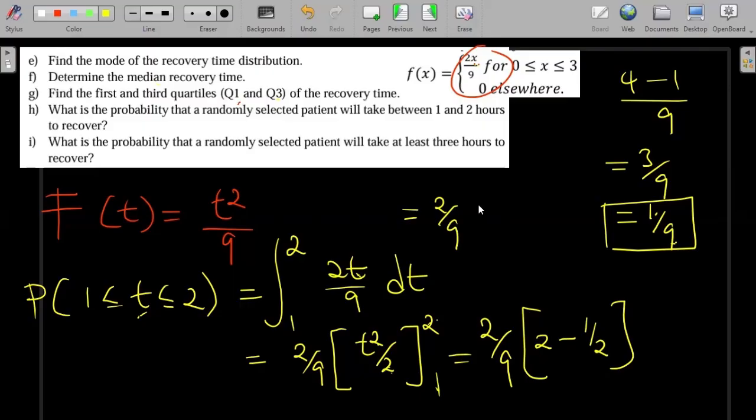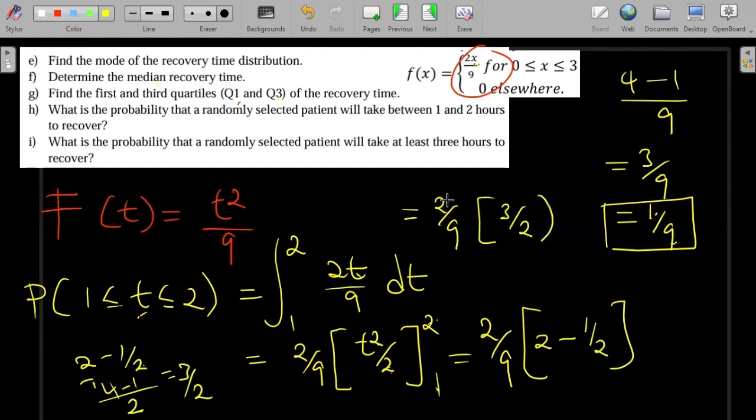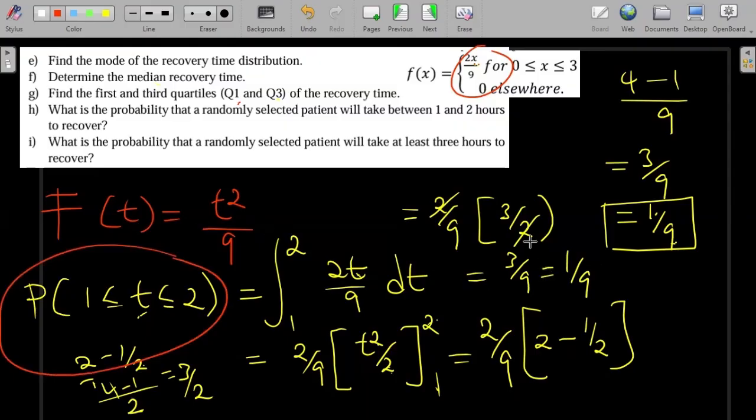And then on the other side, what do I get? So what is 2 minus half? Okay, so it will be 4 minus 1. So it will be 3 over 2. So it means in the brackets, I have 3 over 2. So 3 over 2, these 2 and these 2 cancel out. So I remain with 3 over 9, which is the same as 1 over 9. So you choose the best method for yourself. Okay, either this one or the one that we use the CDF. So that's the good part about finding the CDF, because it makes finding the probability very, very easy.